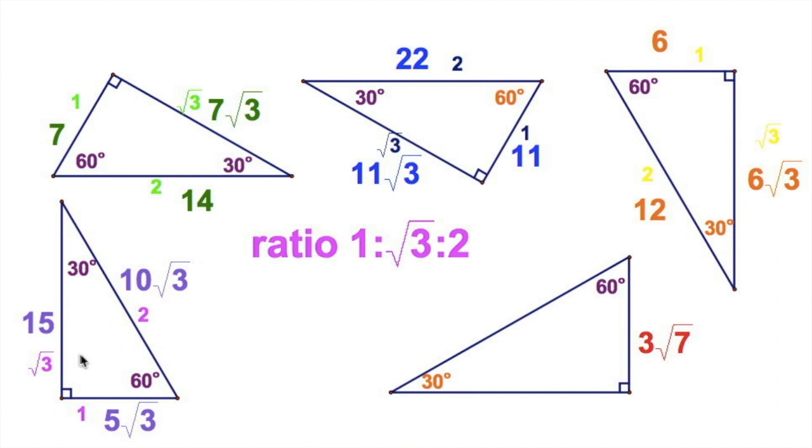Now, just like we did before with radical 2, it doesn't matter what the radical is. You can take that number 15, divide it by 3. What do you get? You get 5. Multiply it back by radical 3. You're doing two things at once. You are dividing and rationalizing at the same time. So that's 5 radical 3.